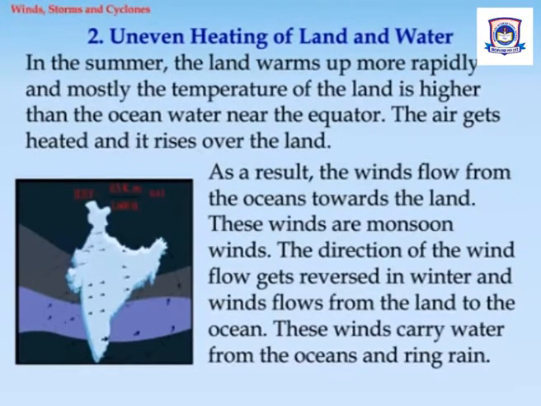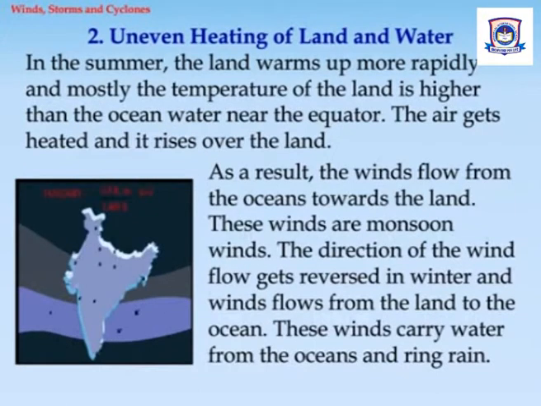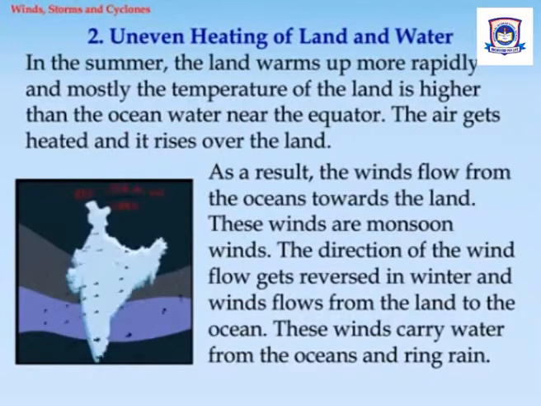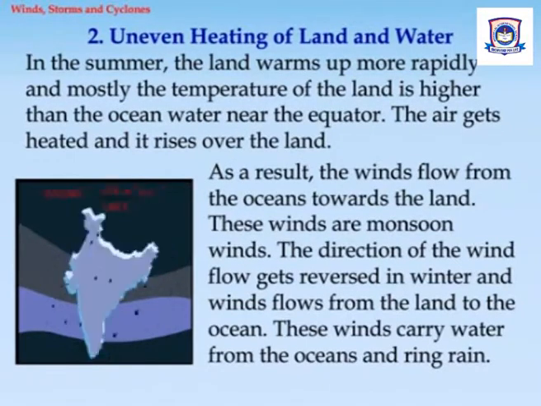These winds are monsoon winds. The direction of the wind flow gets reversed in winter and winds flow from the land to the ocean. These winds carry water from the oceans and bring rain.